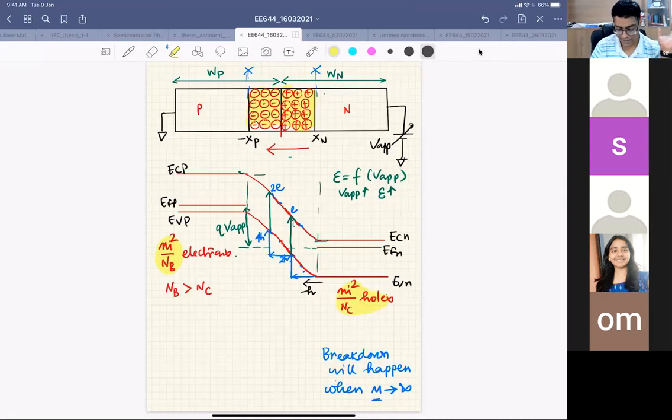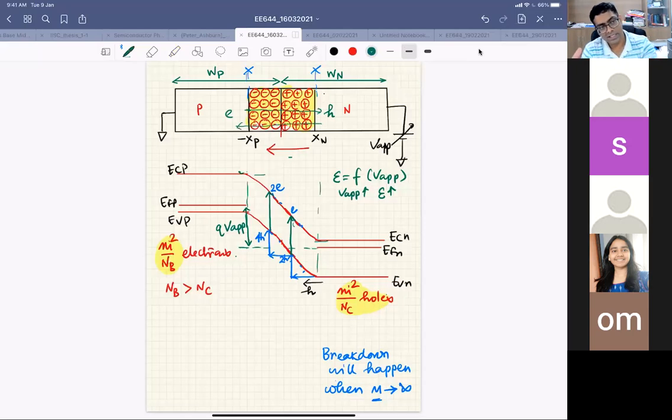So what happens? I have electrons this side and holes this side, and I have electric field from N to P. So the electrons can drift from P to N, and holes can drift from N to P. So there is a reverse current. That's the reverse saturation current in your typical PN junction, and this reverse saturation current is because of both electrons and holes.